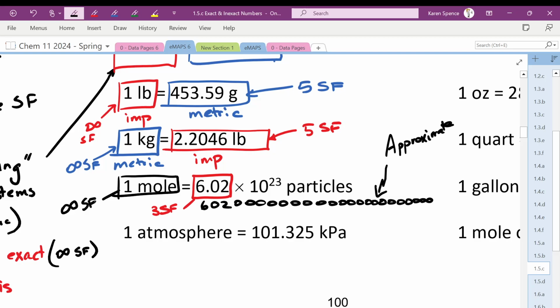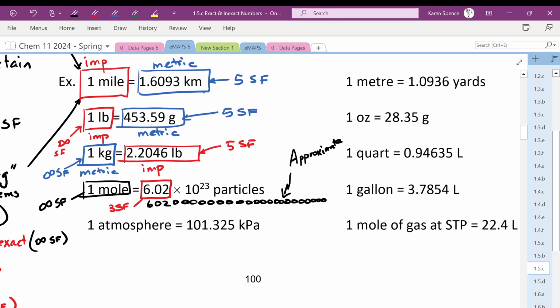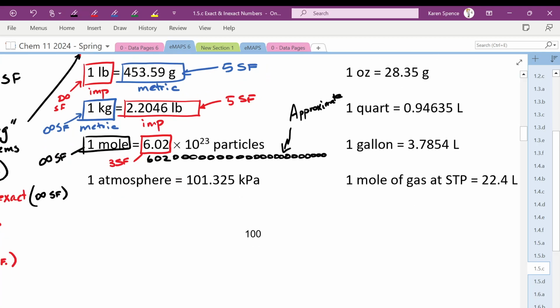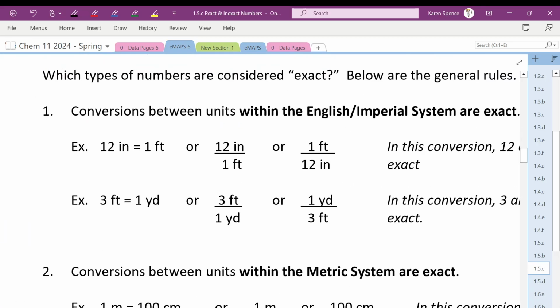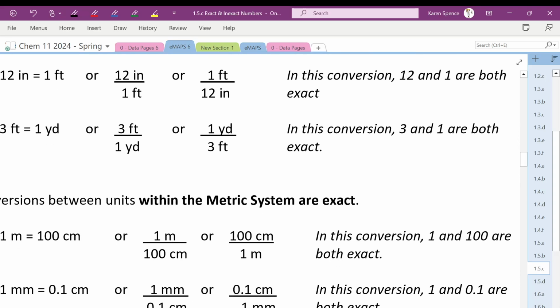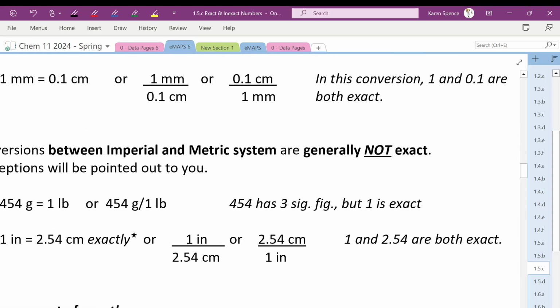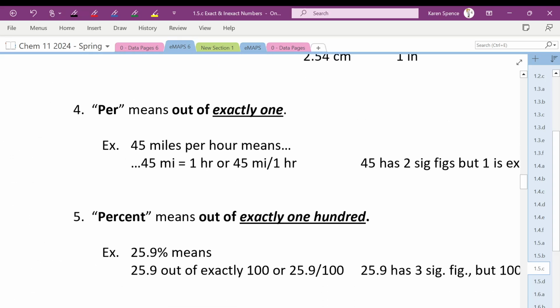Then we just have a bunch more examples of mixed metric and things. So I'm not going to go through all of them. It's just more of the same. This just talks about the fact that if you go with the English Imperial USA system, they're all exact within the system. We already talked about that.